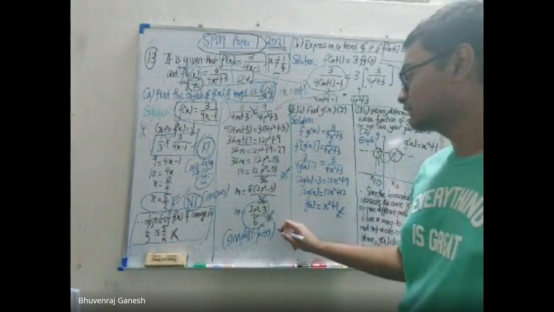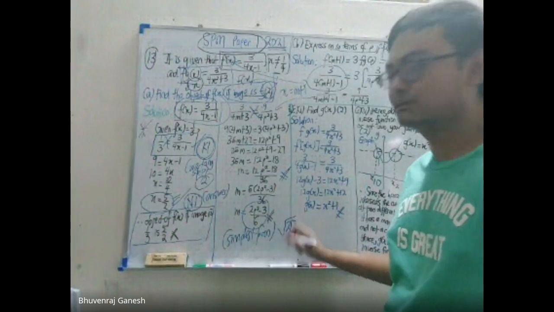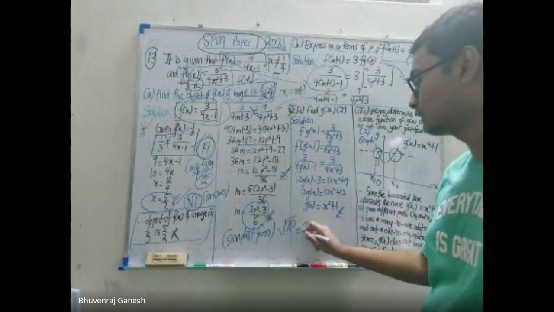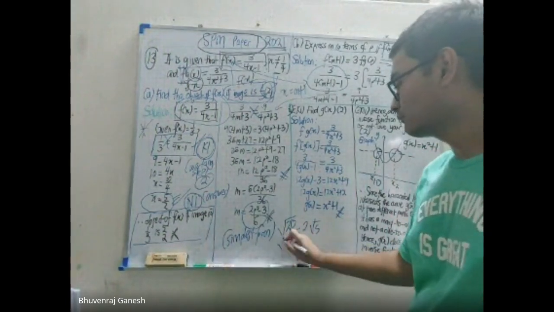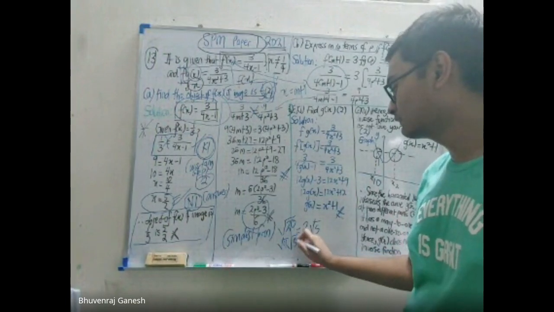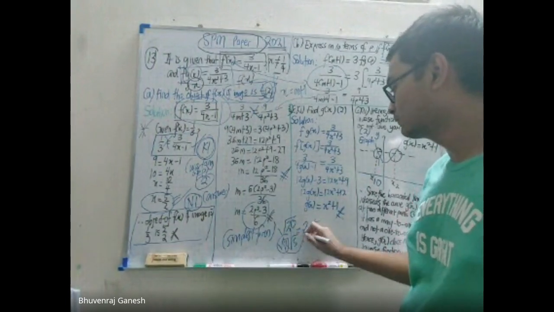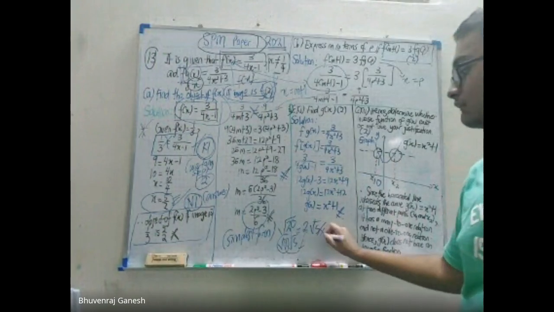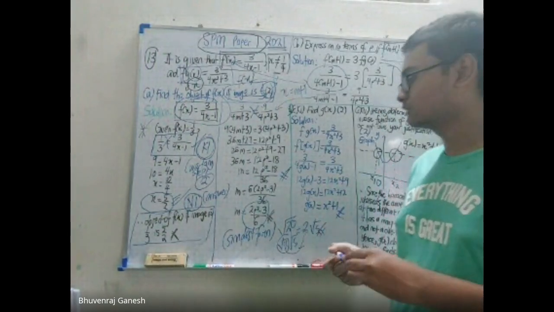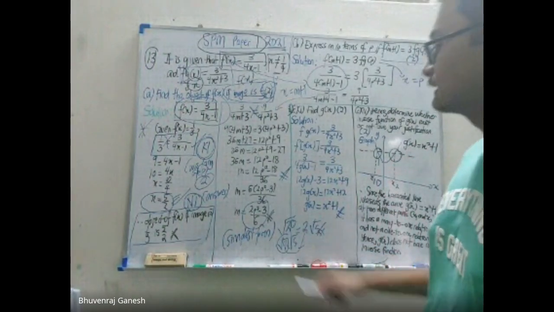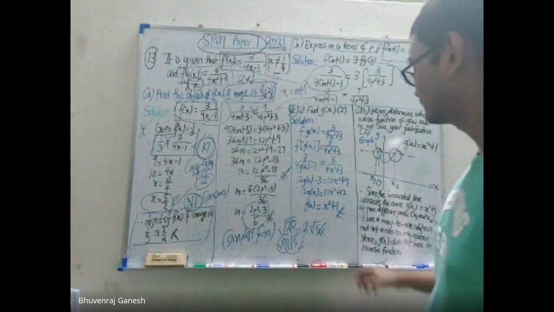Same like your surds. Let's say surd 20, will you leave your answer in surd 20? No, right? It will be 2 surd 5, because surd 4 times surd 5, you get surd 20. Surd 4 is 2. So 2 surd 5, something like this. So we always go to the simplest form. So yeah, that's your B. So quite straightforward so far.